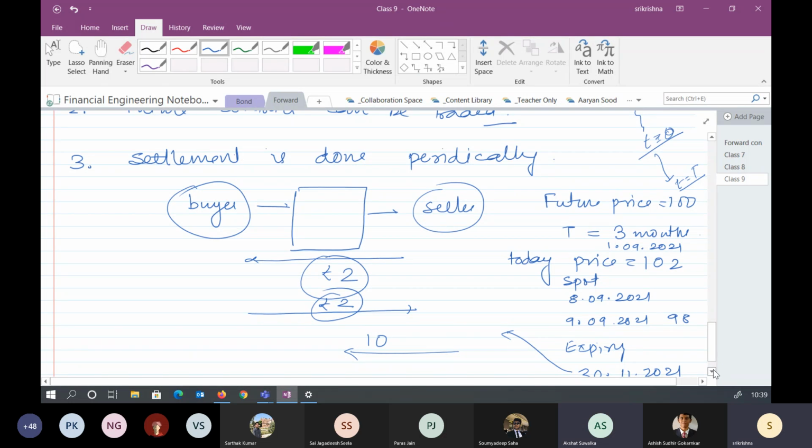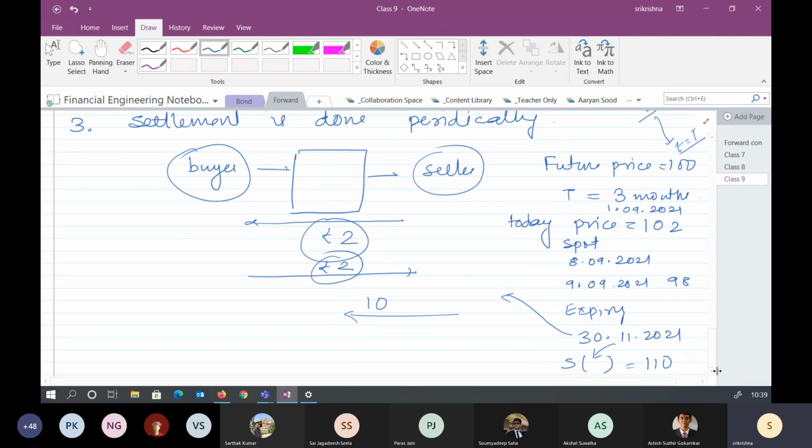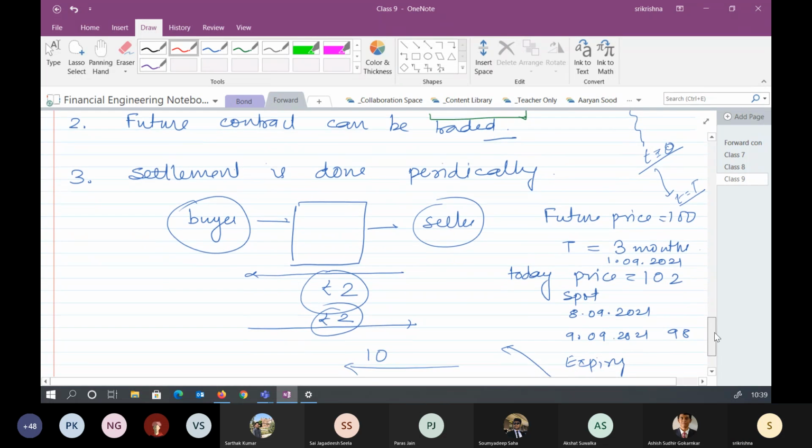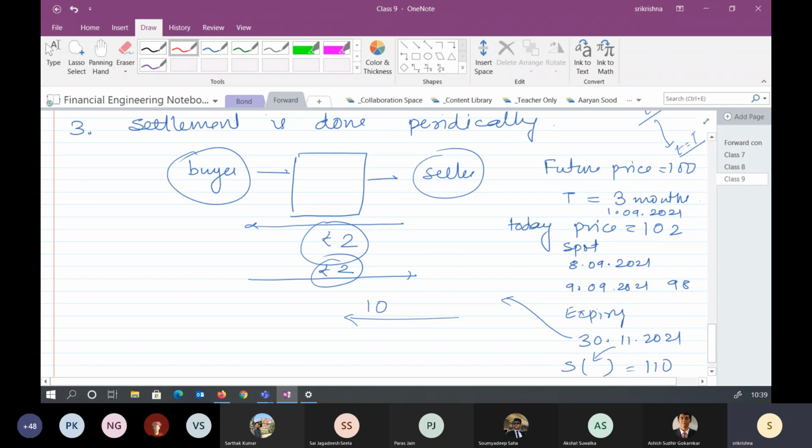Next, case 2, if you understand this. If on this day the spot price becomes 90, in that case the buyer will pay back 10 rupees to the seller, because if the seller wants to sell into the market, he can sell only at rupees 90. So there is a loss of 10 rupees which will be compensated by the buyer.